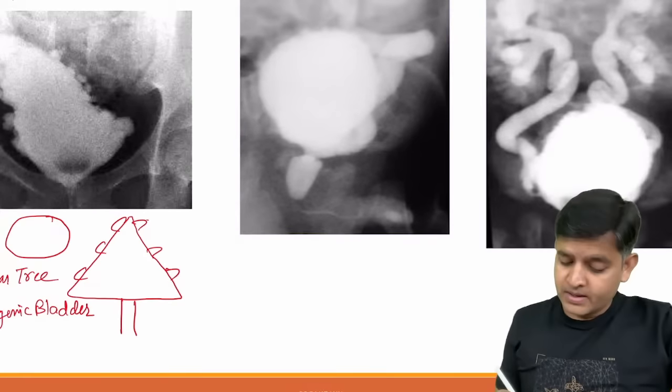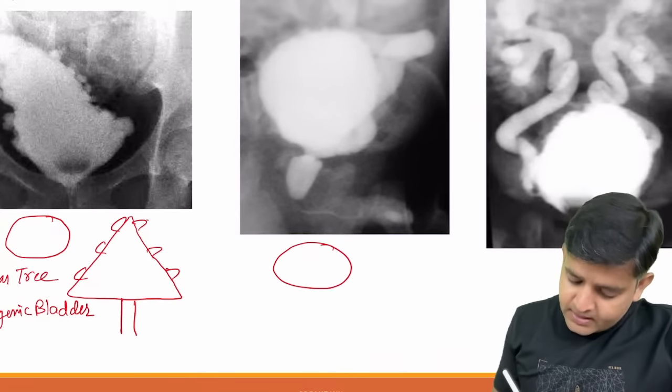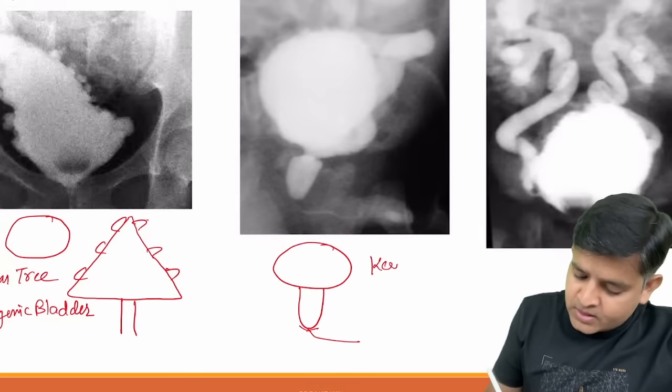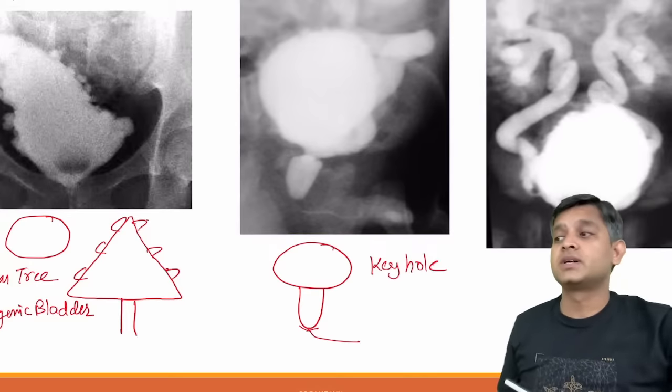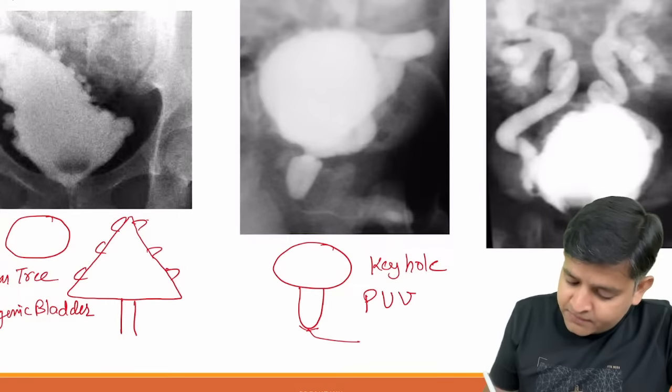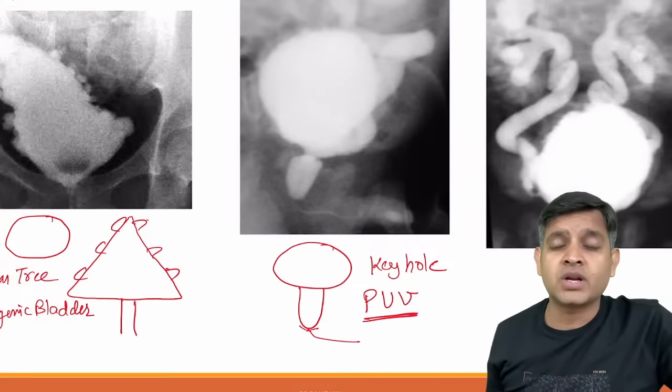Whereas what do we see here? You can see the bladder. The posterior urethra is markedly dilated and the anterior urethra is normal because there is a block here. And this is called keyhole appearance. And keyhole appearance is a feature of posterior urethral valve.